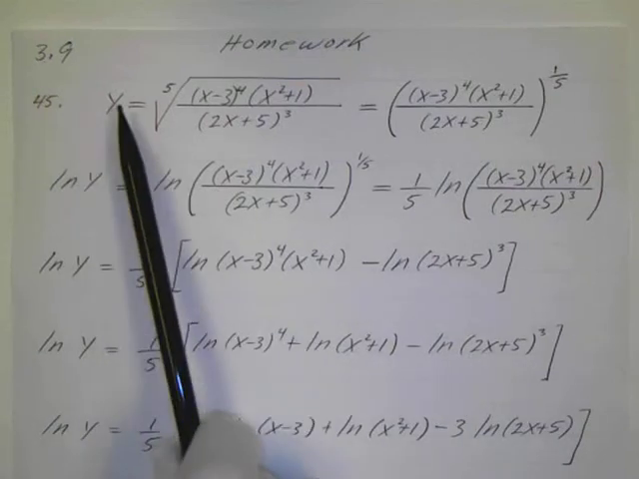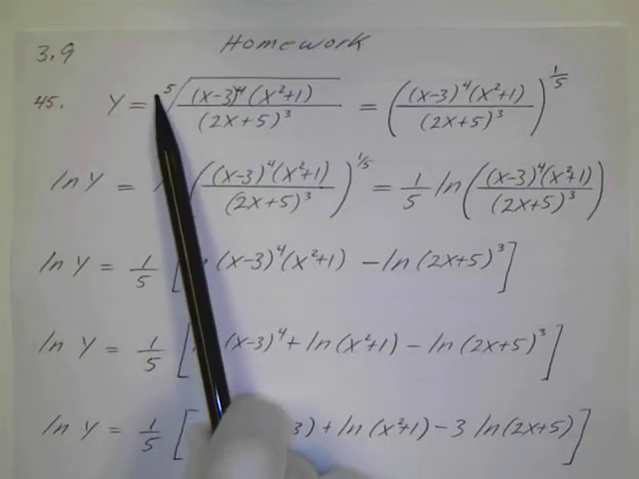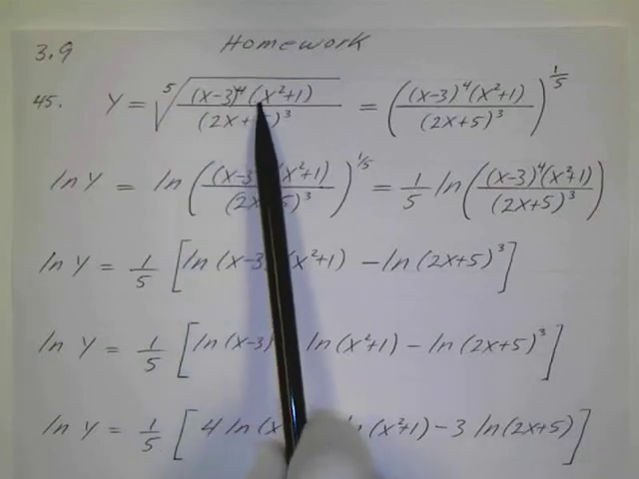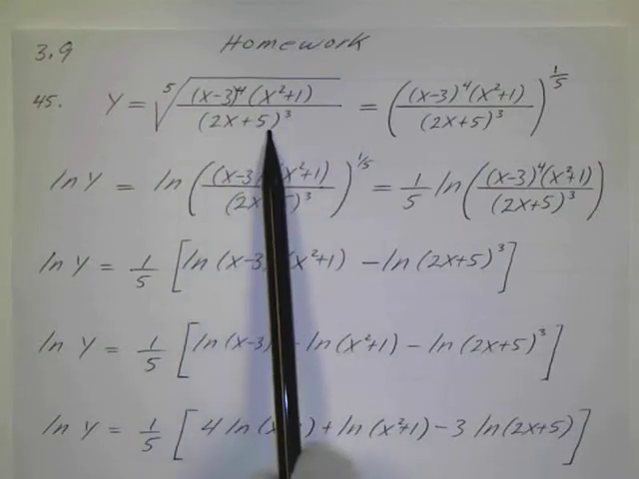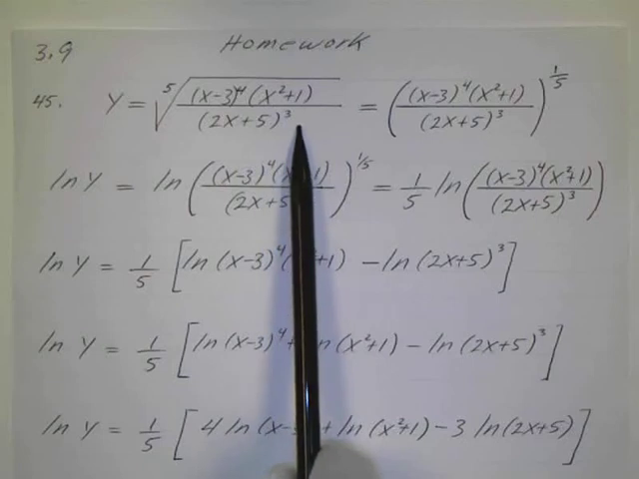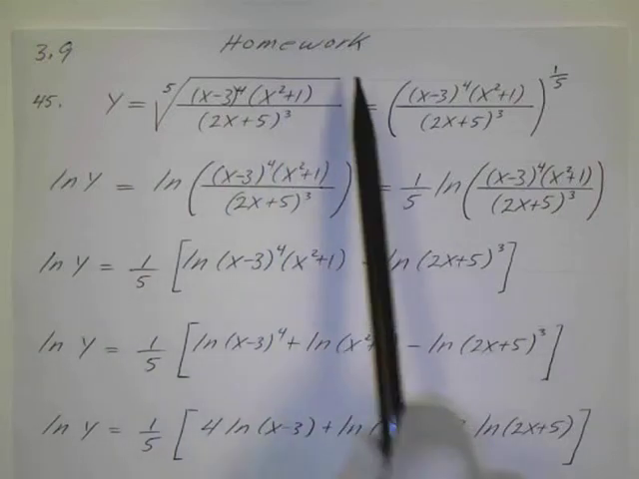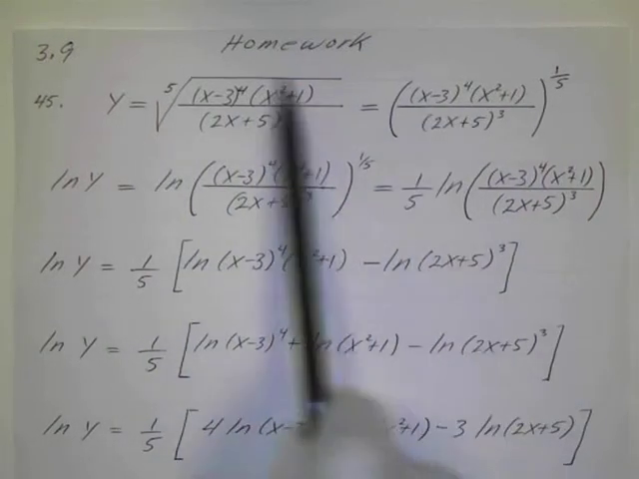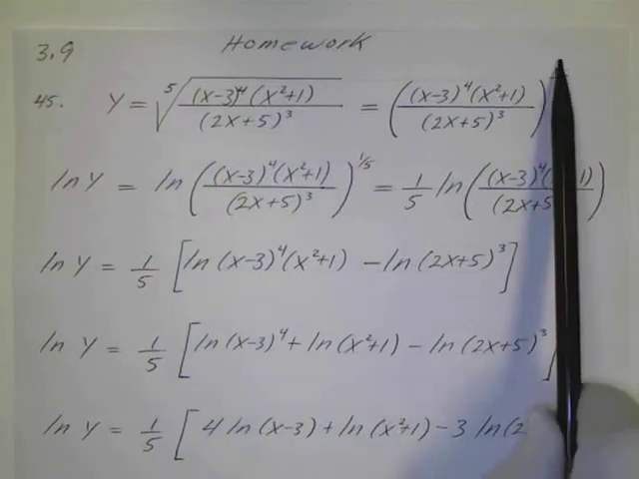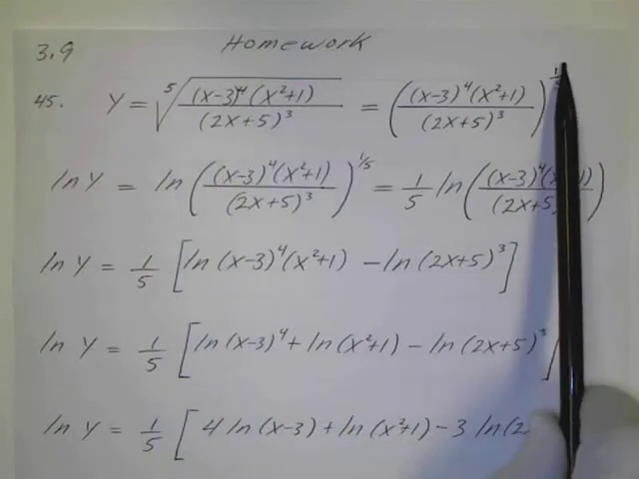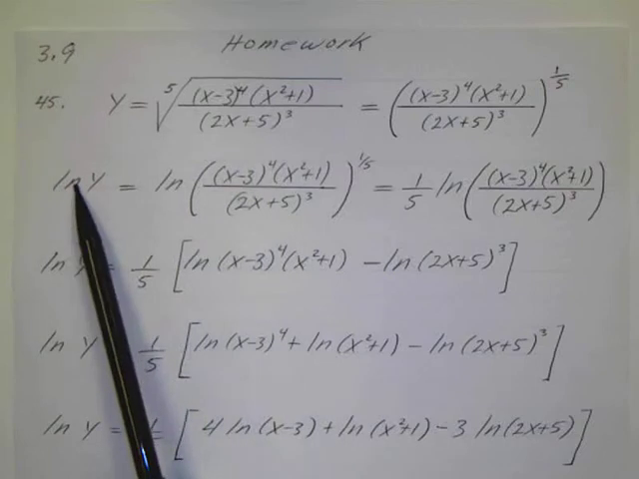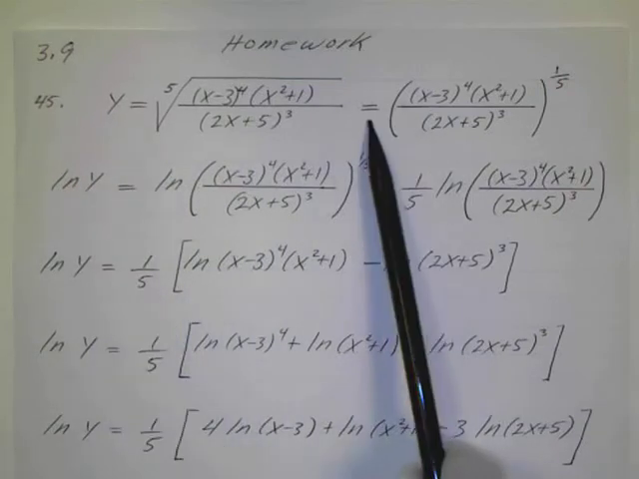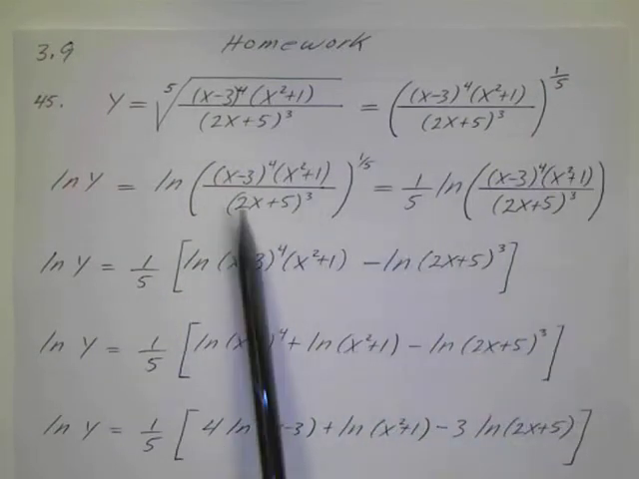derivative. So my function was y equals the fifth root of x minus 3 to the fourth times x squared plus 1 all over 2x plus 5 to the third power. So first of all, we change this to exponential form, so it's the same thing except the fifth root is 1/5 power. And then we take the natural log of both sides. So I take the natural log of this left side, which is the natural log of y, and the natural log of this side.